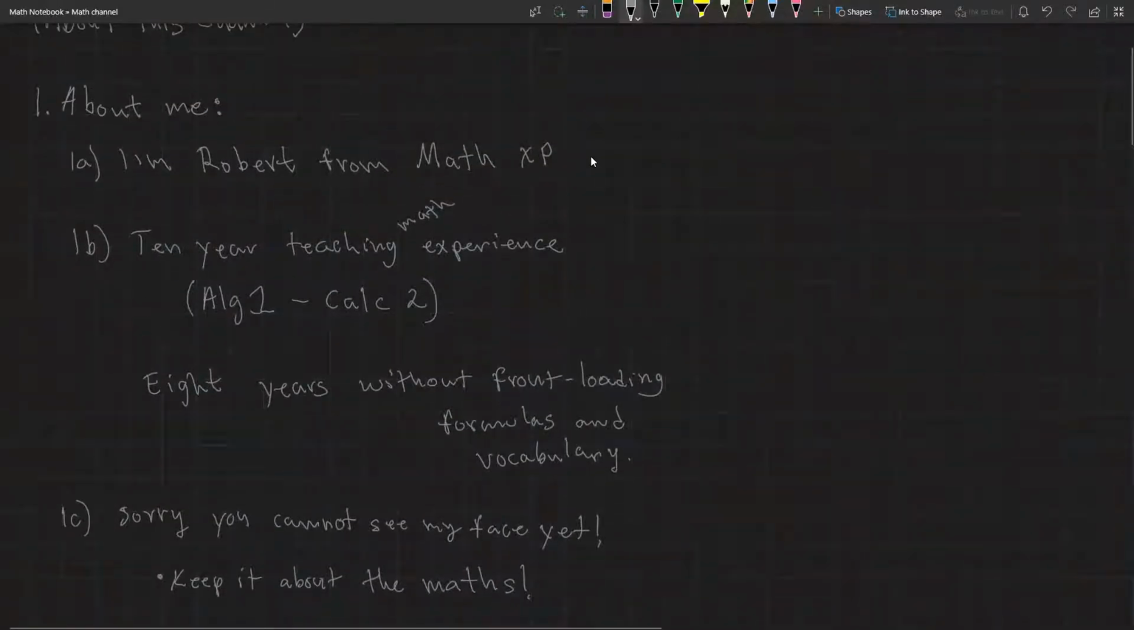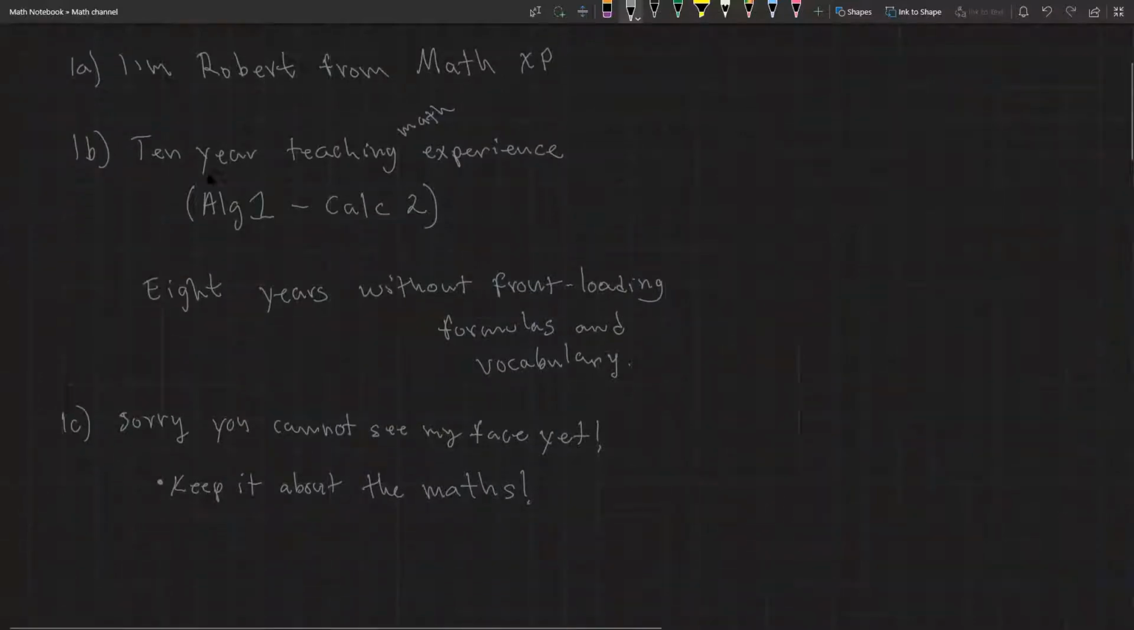Math XP. All right. Let me tell you a little bit about my XP, my experience. I have 10 years of experience in teaching math. And over that time, I've taught courses ranging from Algebra 1 to Calculus 2. What's really cool for me is that I've spent the last 8 years or so, maybe a little bit more, without front loading formulas, without advanced academic vocabulary, and without the use of a textbook.